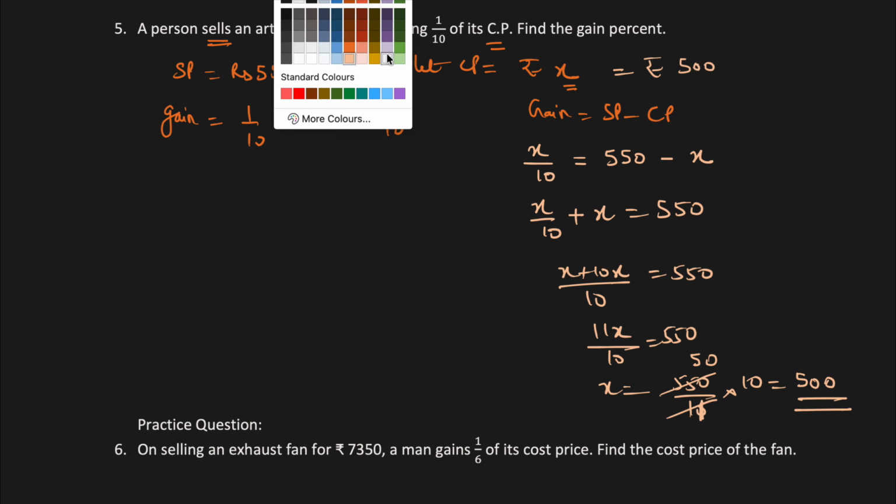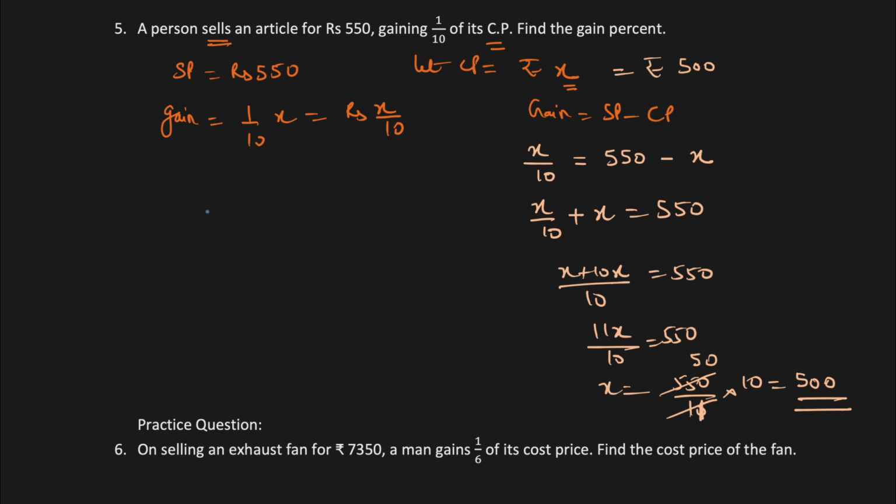I hope it's clear, students. Now let's move to the gain part. We have to calculate the gain percent, right? So what will be the gain from here? Gain will be X by 10. So X we got 500 by 10. So it will be rupees 50, right? So we got our gain.